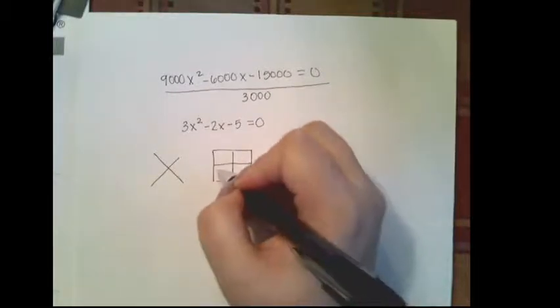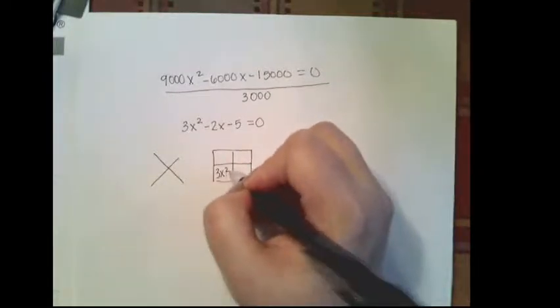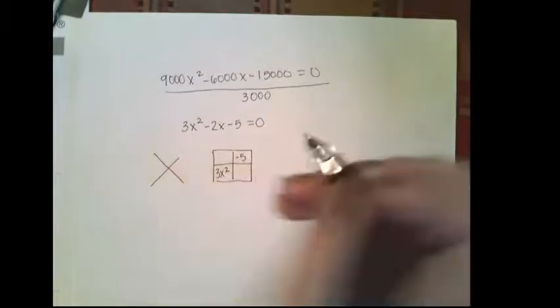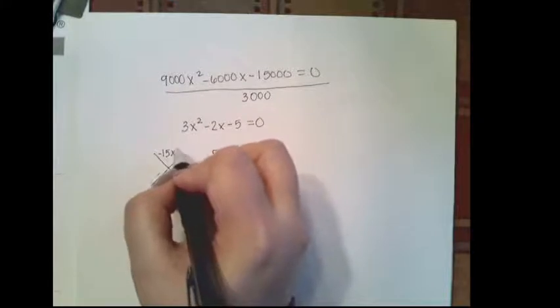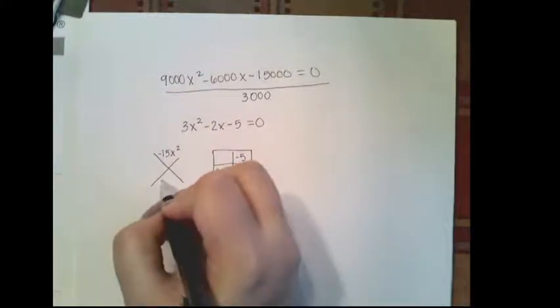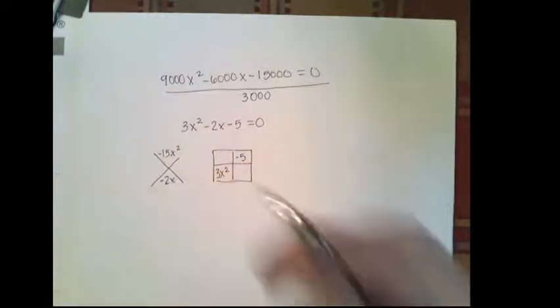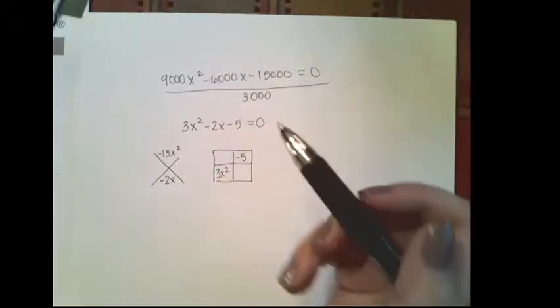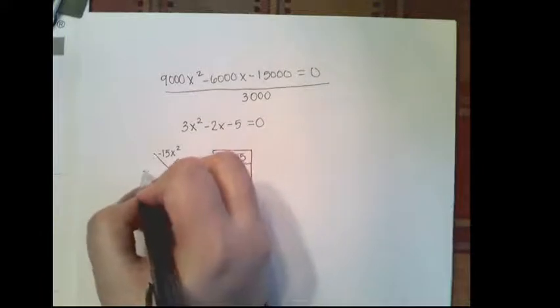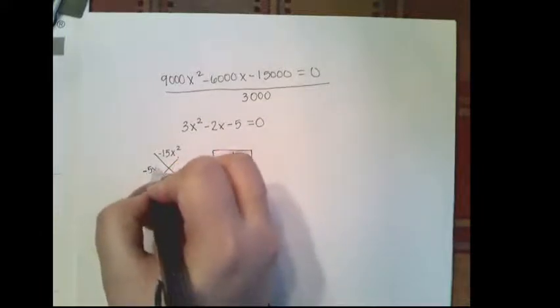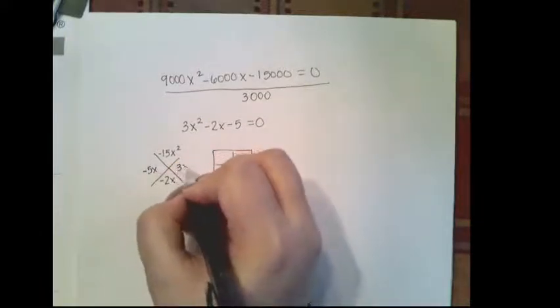Plug in our x squared and our constant. Multiply, negative 15x squared goes on the top. Negative 2x goes in the bottom. So what multiplies to be negative 15 but adds to be negative 2? Well, that's a negative 5x and a positive 3x.